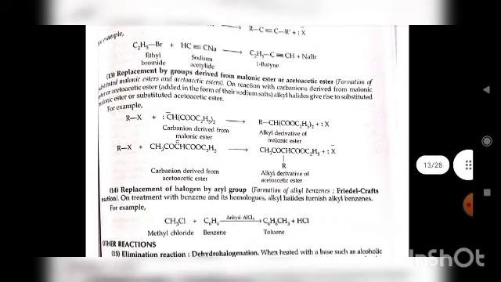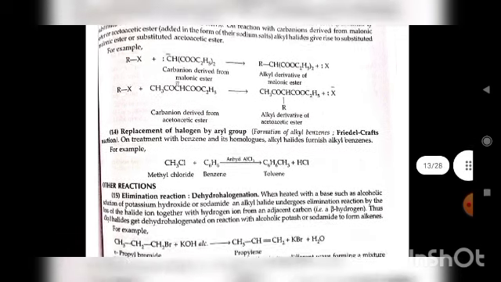Replacement by groups derived from malonic ester or acetoacetic ester. Formation of substituted malonic esters and acetoacetic esters on reaction with carbanions derived from malonic esters or acetoacetic esters, added in the form of their sodium salts. Alkyl halides give rise to substituted malonic esters or substituted acetoacetic esters. RX plus carbanion derived from acetoacetic ester gives alkyl derivative of acetoacetic ester and X negative.